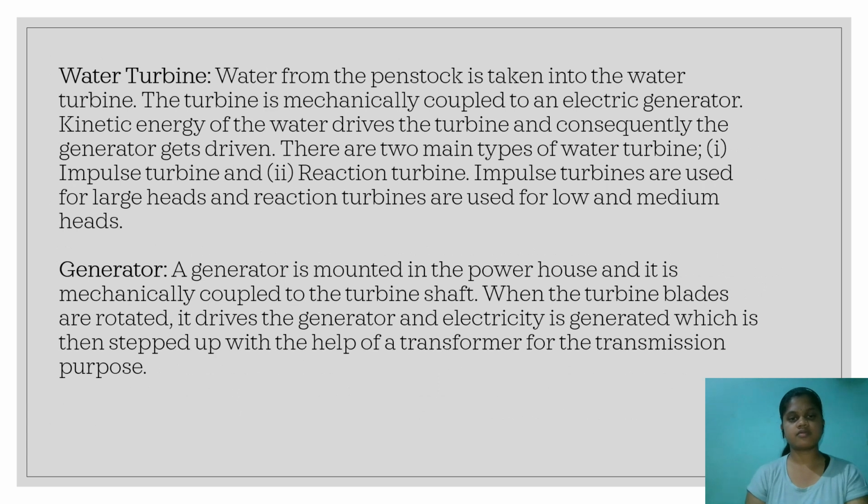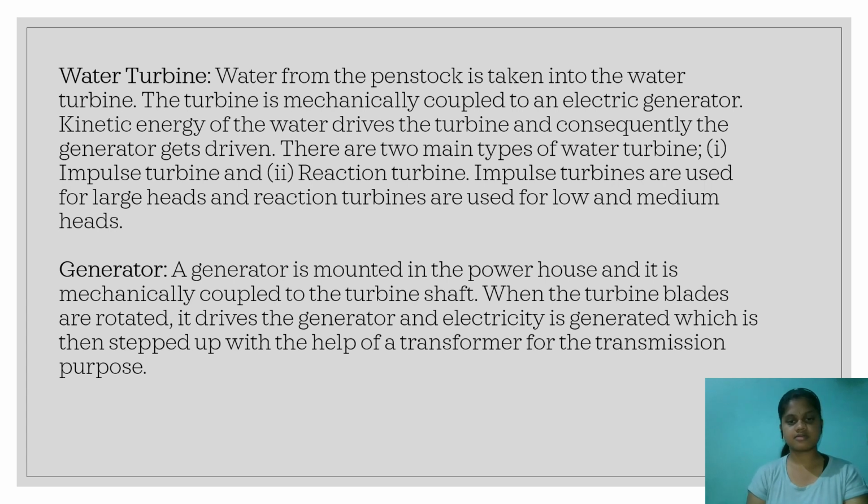Water turbine. Water from the penstock is taken into the water turbine. The turbine is mechanically coupled to an electric generator. Kinetic energy of water drives the turbine and consequently the generator gets driven. There are two main types of water turbine, impulse turbine and reaction turbine. Impulse turbines are used for large heads and reaction turbines are used for low and medium heads.